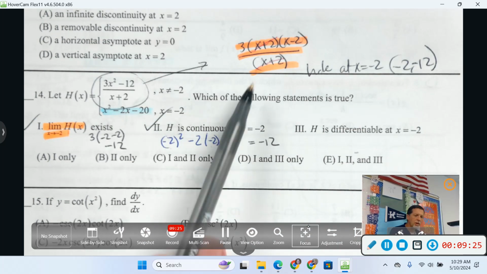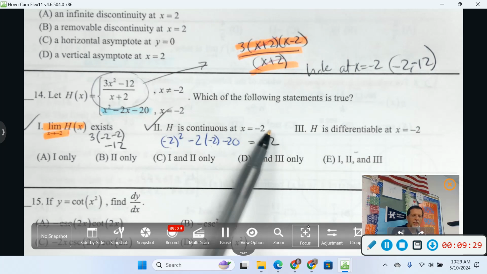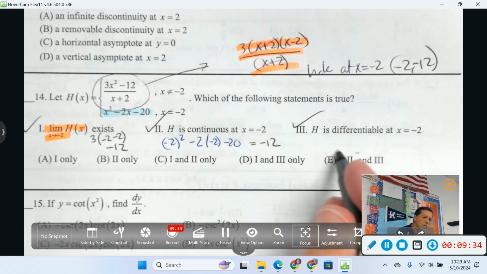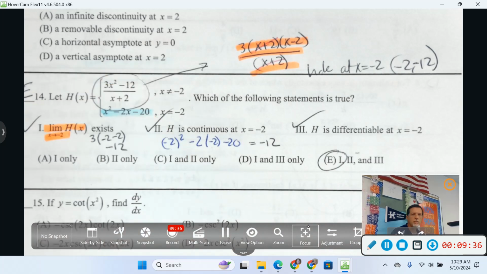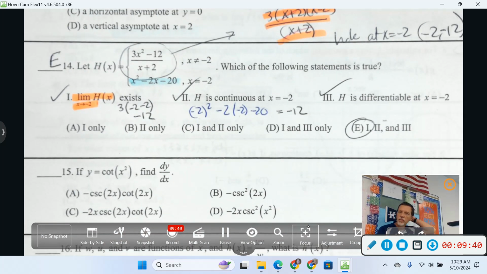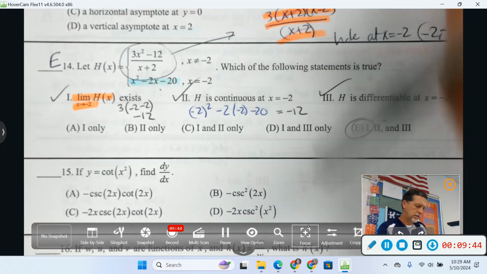And I don't know what this graph looks like, but it's differentiable. Like there's not a hole there. It's nice and smooth and continuous. So 1, 2, and 3 are all true. So kind of a weird question, thinking about holes and is the hole filled or not.